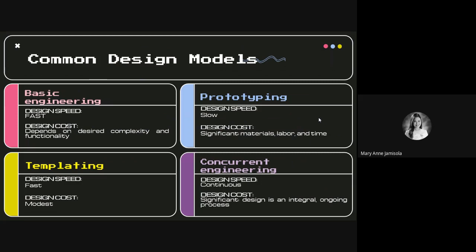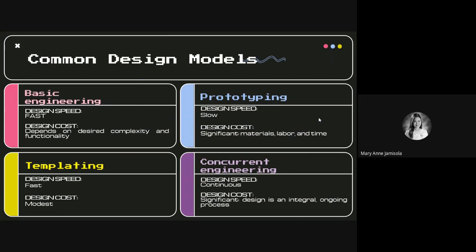So here are the common design models. Again, the stage is very critical. So let's look at the four most common design methods. We have basic engineering, prototyping, templating, and concurrent engineering. Let's describe these models very briefly.